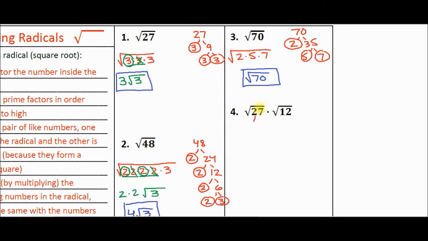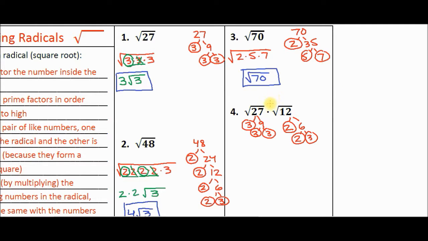27 is not even, so 2 does not go into 27, but 3 does. 27 divided by 3 is 9. We can prime factor 9, which is 3 times 3. So the prime factoring of 27 is 3 times 3 times 3. Let's go ahead and prime factor 12. 2 goes into 12. 12 divided by 2 is 6. 2 is a prime number, so we circle it. 6 is even, so 2 goes into 6. 6 divided by 2 is 3. Both of those numbers are prime numbers. So now we're done with our prime factoring.